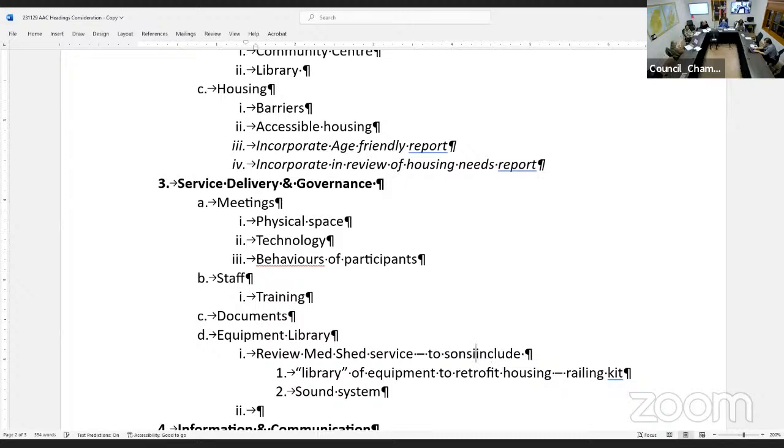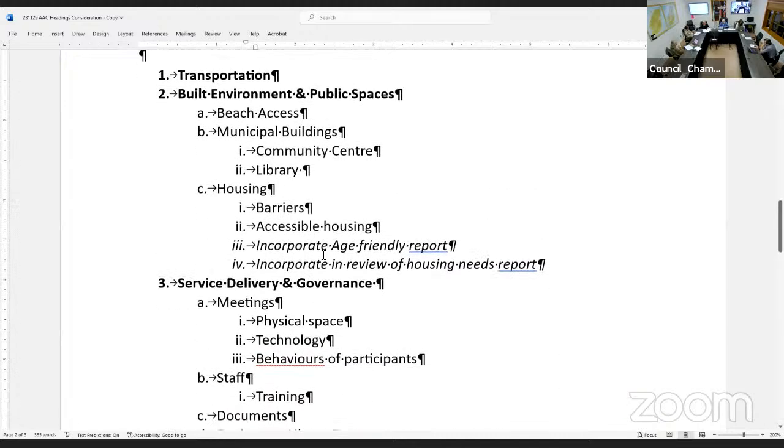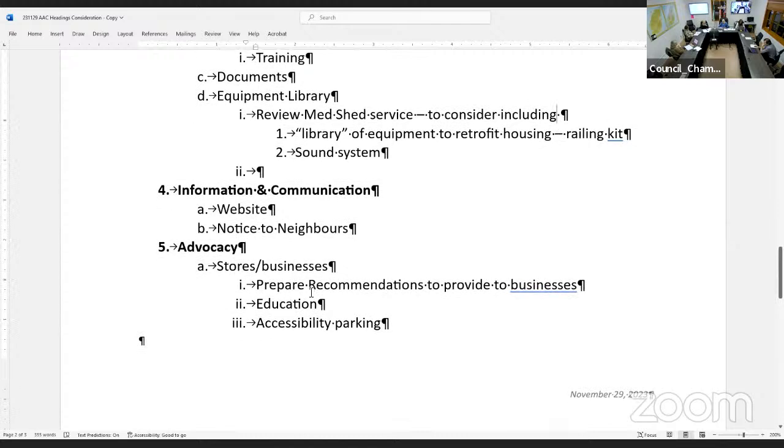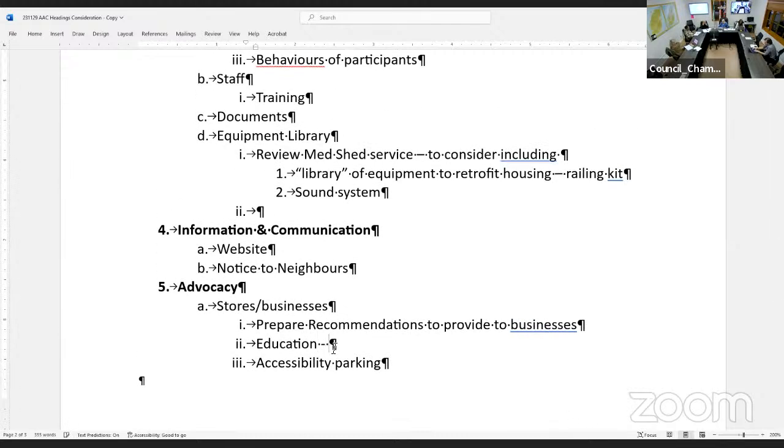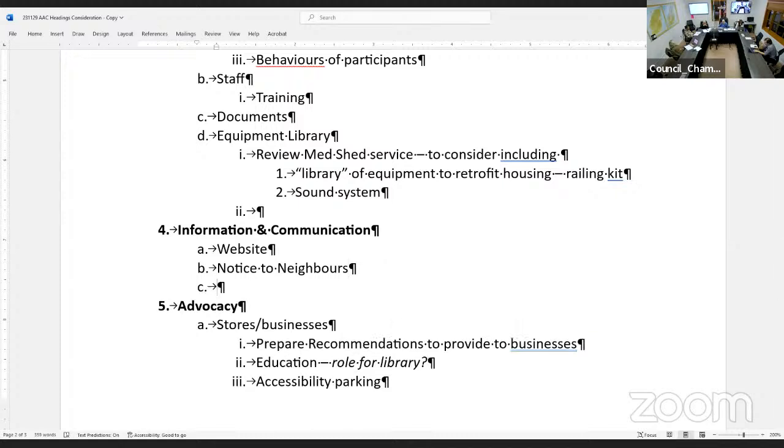If we wanted to run courses for people about how to improve accessibility in their business, or how to improve accessibility in their meetings, or whatever it is, we could do that. That goes with information and communication too. I think it's a place where education is kind of logical, especially if you've got the equipment and people have to learn to use it. Okay, I think we're getting somewhere here.